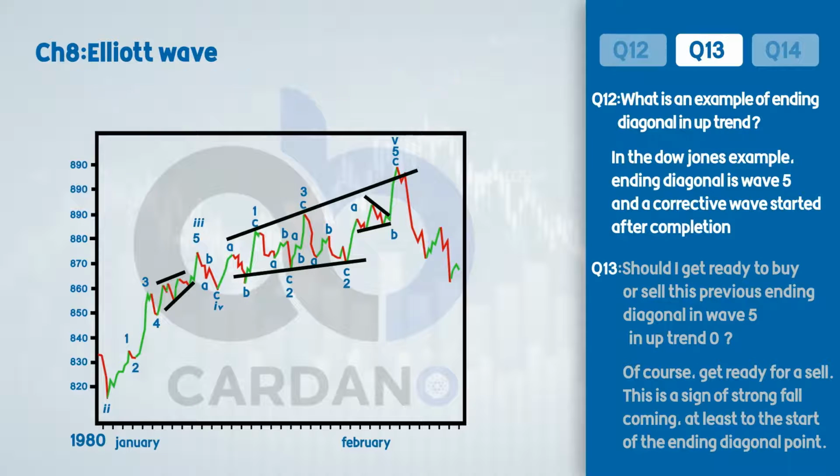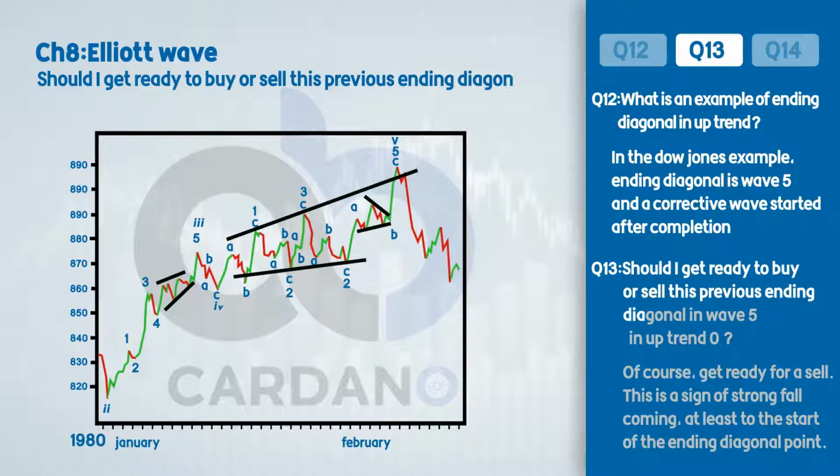Question number 13. Should I get ready to buy or sell this previous ending diagonal in wave 5 in uptrend? The answer is, of course, get ready for a sell. This is a sign of strong fall coming, at least to the start of the ending diagonal point.